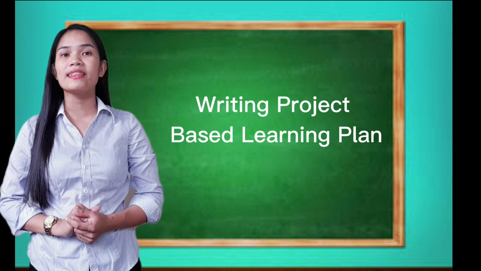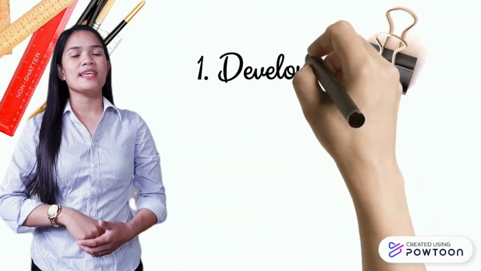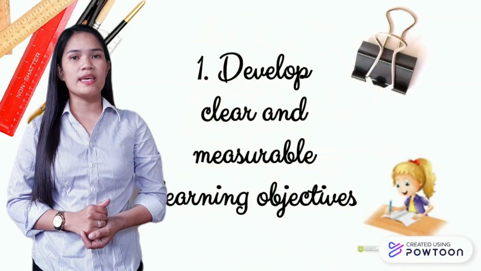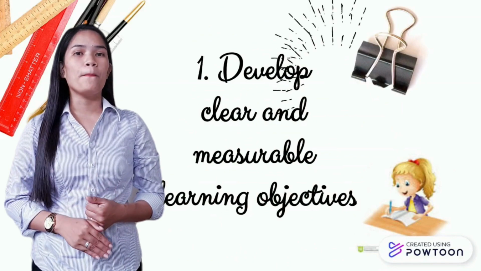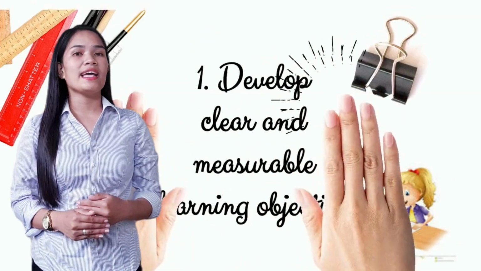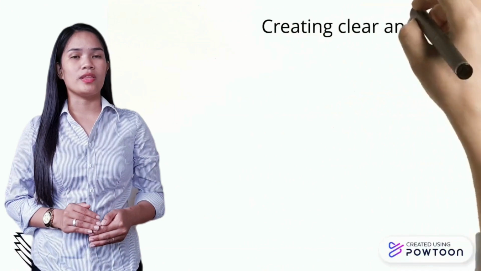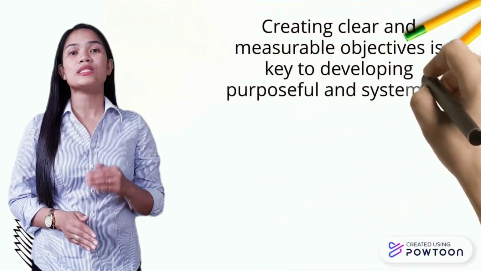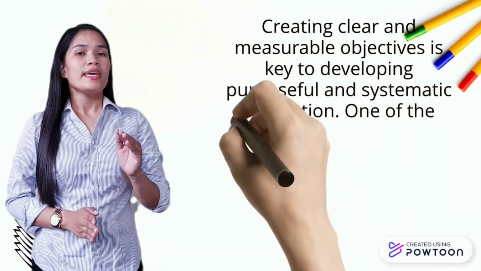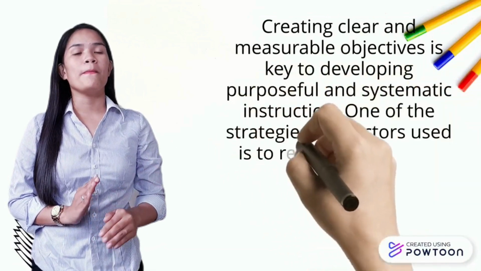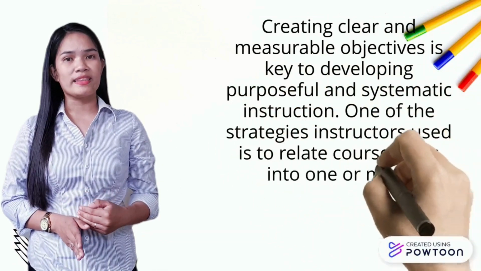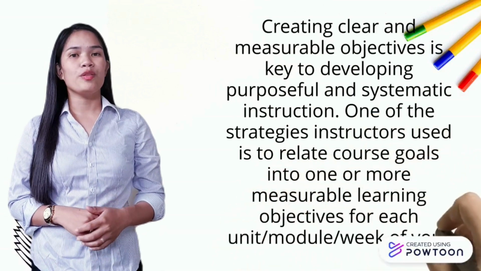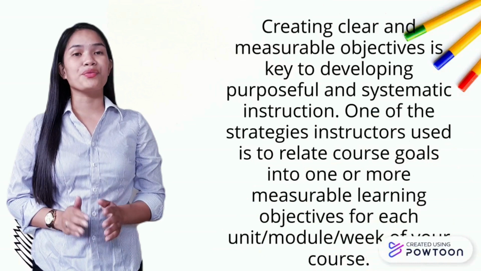So here are the things you have to consider on how to write a project-based learning plan inside a classroom setting. First is creating clear and measurable learning objectives. It is the key to developing purposeful and systematic instruction, in which one of the strategies instructors use is to relate the course into one or more measurable learning objectives for each unit or module.